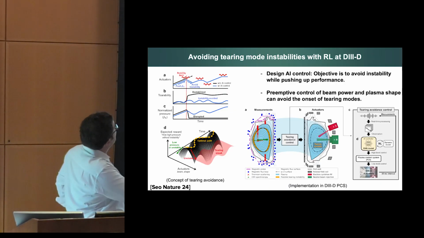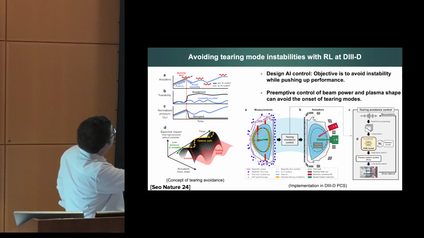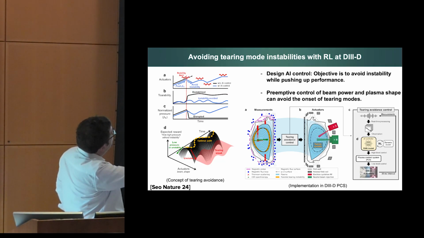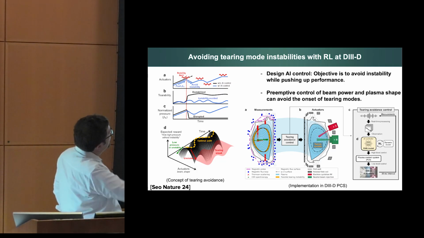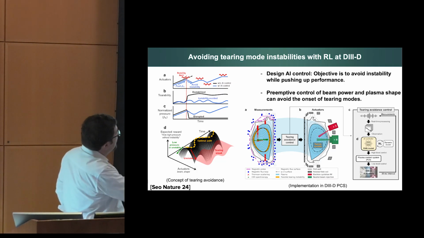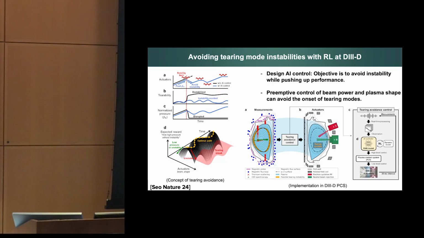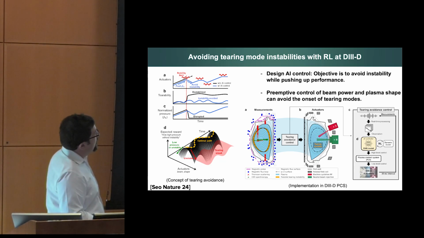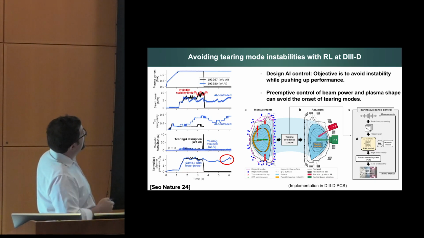And the aim here is something like this. You have the actuators. If you go too high in power, you get instability, you crash and disrupt. And maybe too low is not good either. And you try to find this optimal path on top here. So you have all these diagnostics. These are the control actuators. You put the reinforcement learning in between to solve that problem. And we were able to do this.